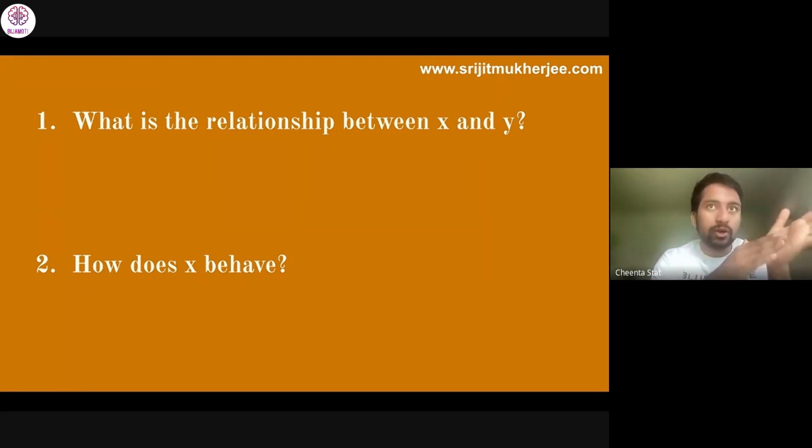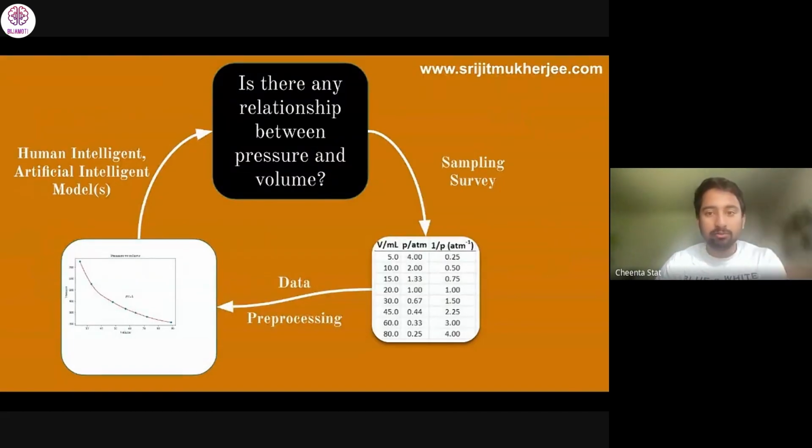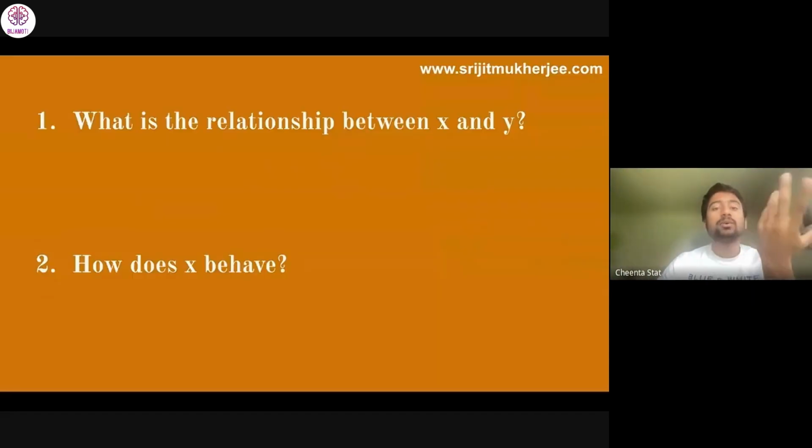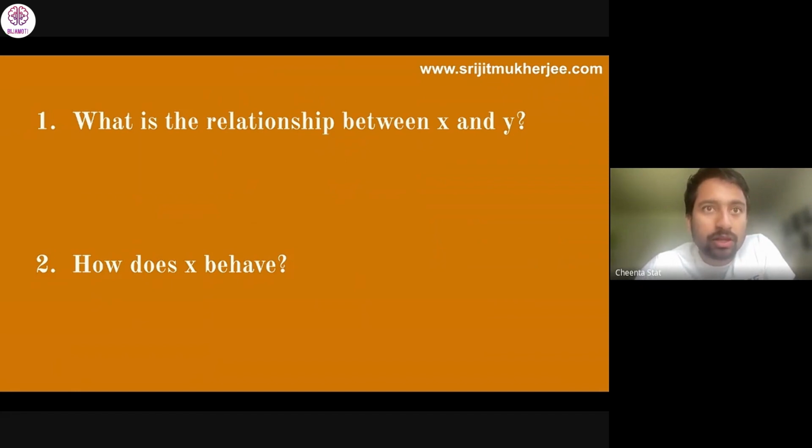Like the example of Boyle's law. I'm understanding that one variable is volume, one variable is pressure. So we are asking the relationship between pressure and volume. Okay, so that's one kind of question. Another kind of question is, how does the data behave? Now, this is a very generic thing, but we'll understand what it means. How does our data behave?